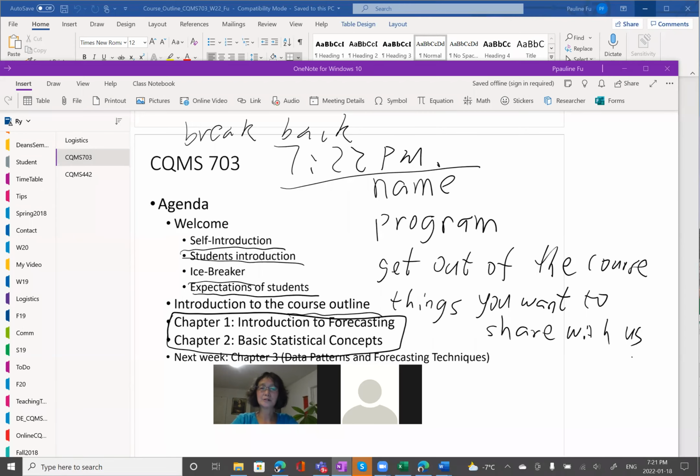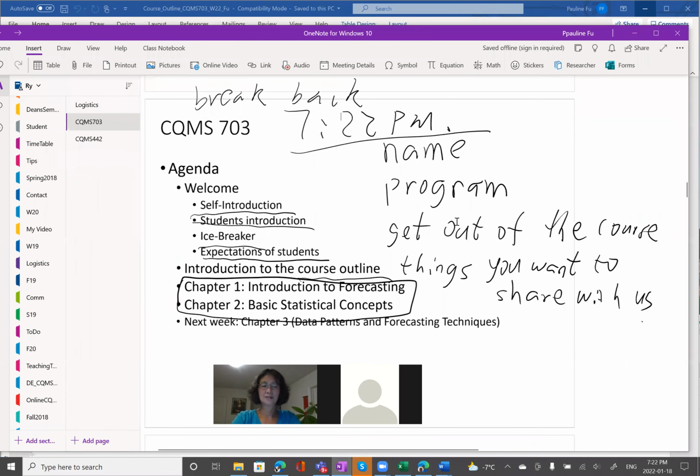This computer. All right, so any questions? Okay, so shall we start?